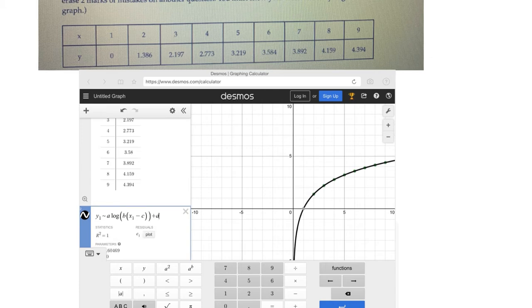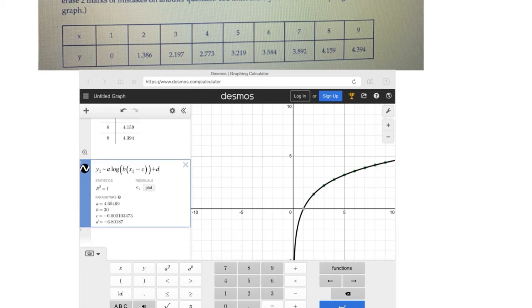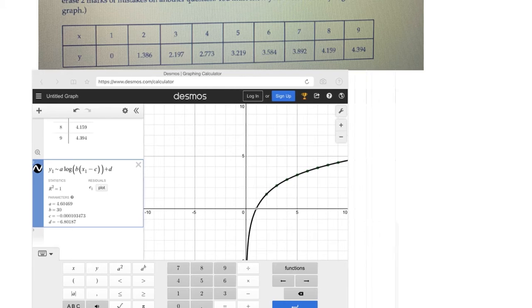There we go. When you look at the dots, it looks like my function is going through them. I scroll down here and it tells me what each of the A, B, C, and D are. So my function would be y is equal to A, and A was 4.6, call it. 4.6 log, and then B is 30.